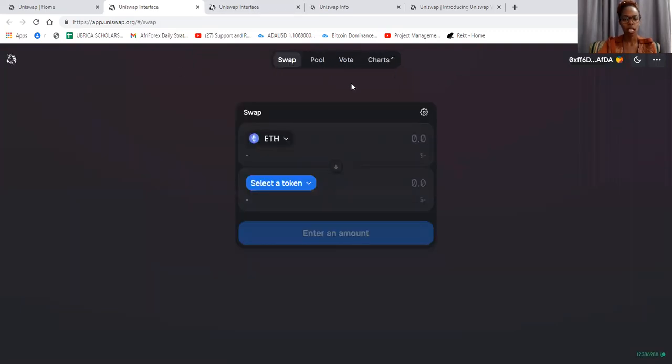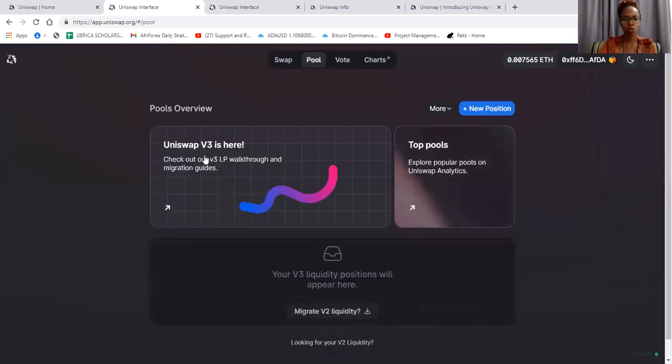So when you get to the Uniswap interface, we are going to give this a few seconds so that it can load. You can see now we have swap, we have pool, we have vote, and we have charts. So if you want to swap, the process is the same. It has not changed much. But when you click on pool, you can see a lot has changed. You can see Uniswap V3 is here. Check out our V3 LP walkthrough and migrate guides.